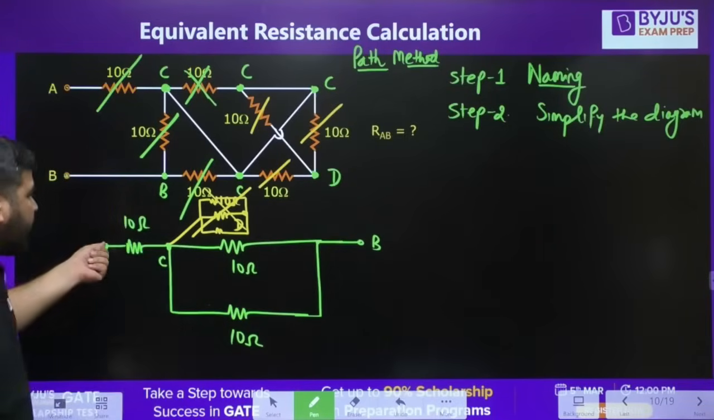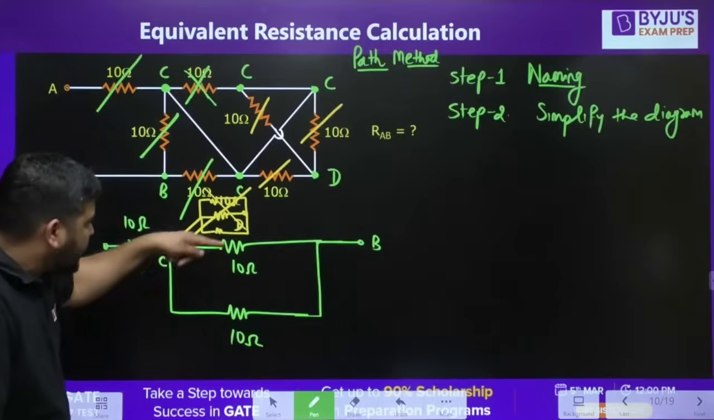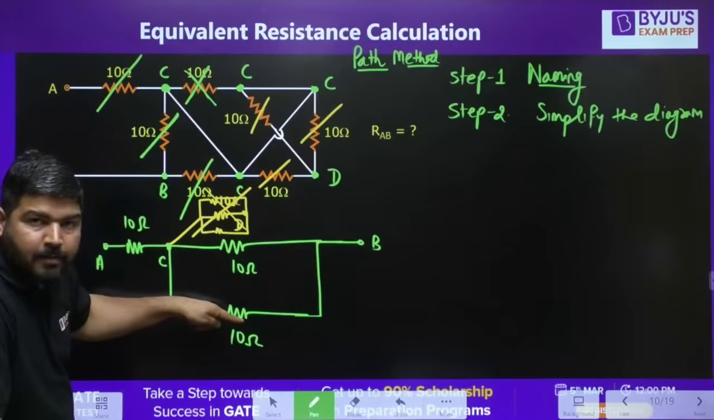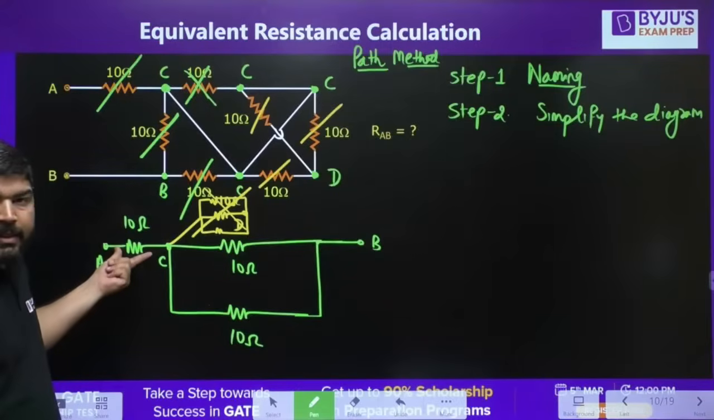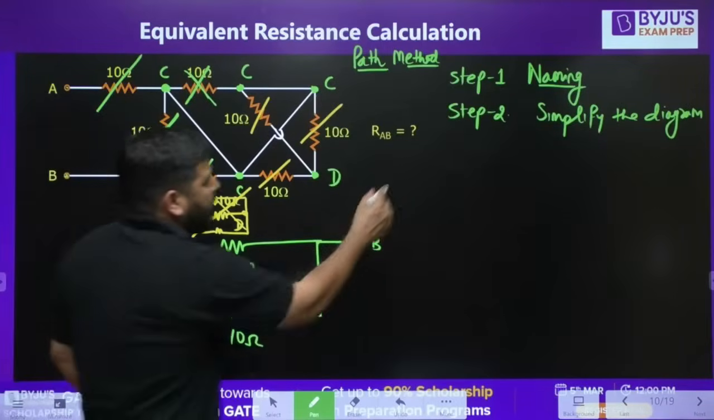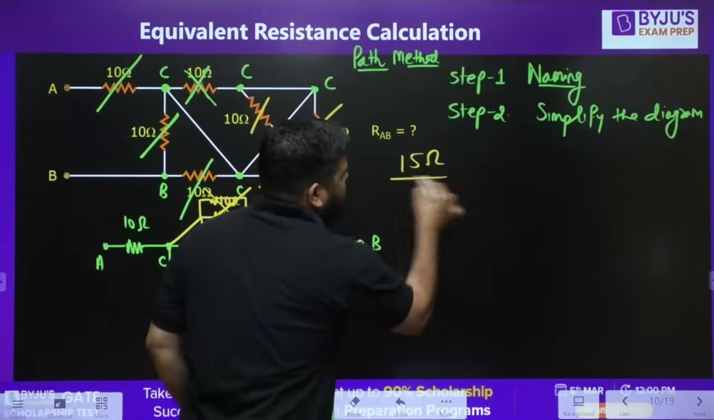So if you want to calculate equivalent resistance between A and B, then this 10 and this 10 are in parallel. So the equivalent of these two resistances is 5, and that 5 will be in series with this 10. So the answer will be 15 ohm.